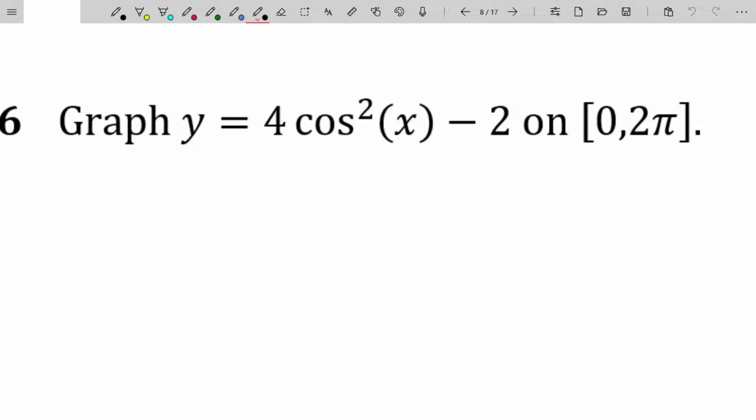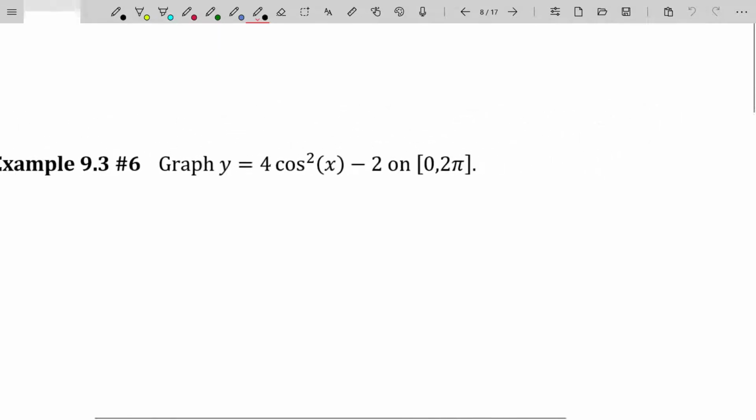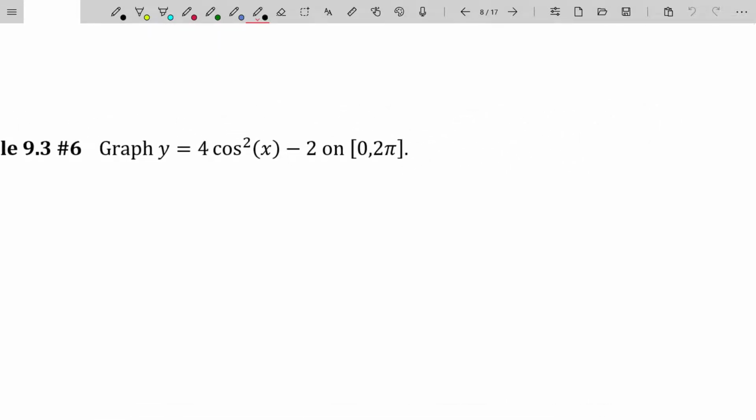So I need to be able to reduce this power, and the way I'm going to do it is just think of all the formulas that involve the cosine squared. For example, we know that sine squared of x plus cosine squared of x is equal to 1. Well, that's one formula involving the cosine squared.